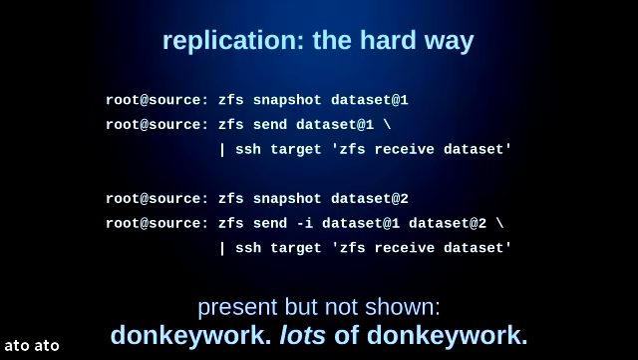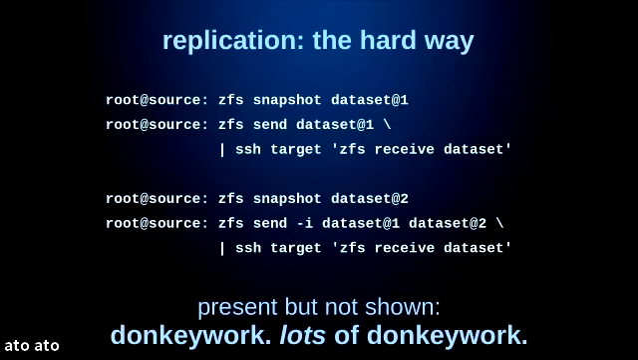So there's a lot of donkey work involved here. In order to make this work, you have to get the list of snapshots on both sides. You have to compare it. You have to find the most recent common snapshot. Then you have to find the newest snapshot on the source. Then you have to build your command for the send. Then you have to pipe it through SSH into the receive command on the other end and then hit enter and hope for the best. And you don't get a progress bar. You don't get anything else. That's the bare minimum to make things work. And it kind of sucks.